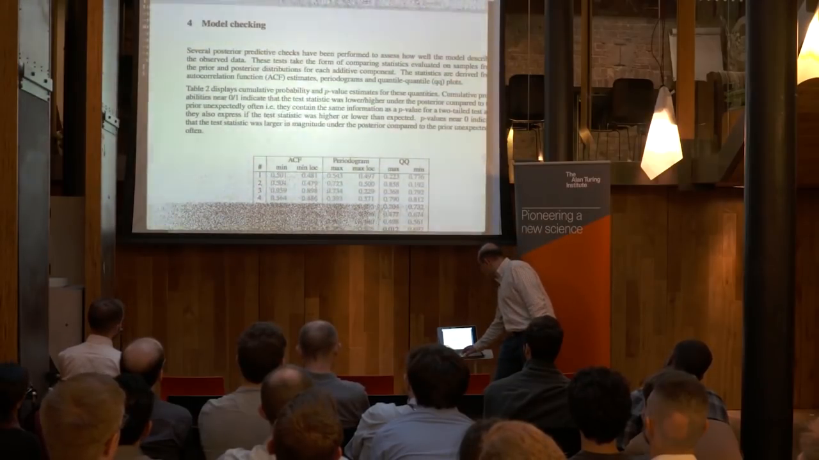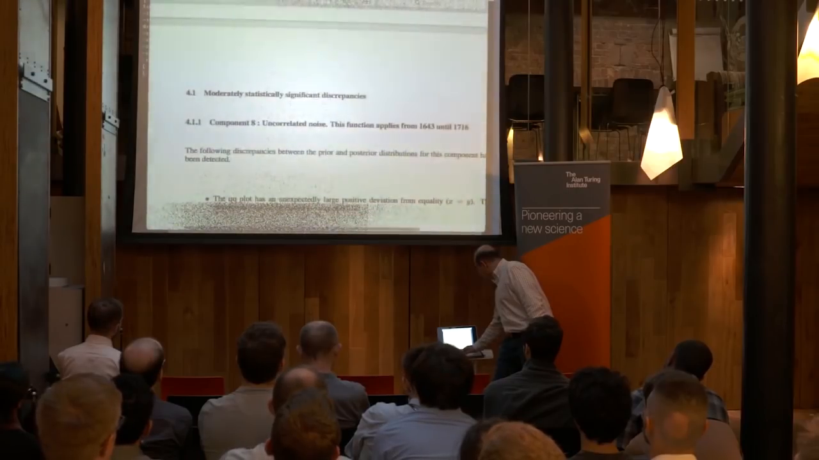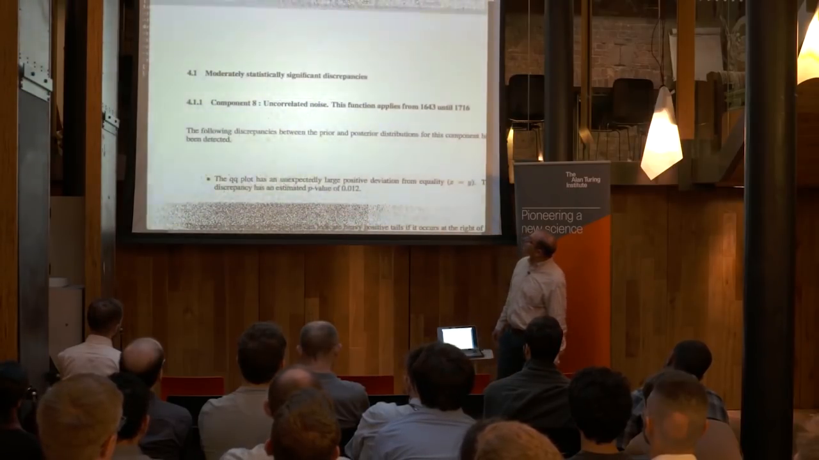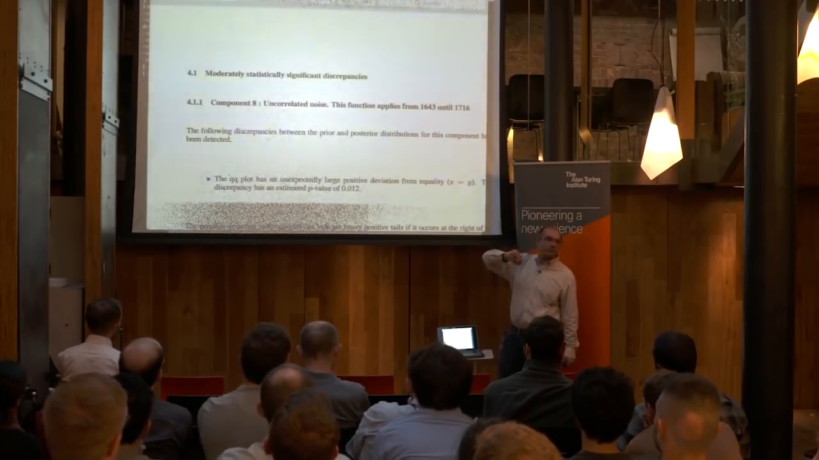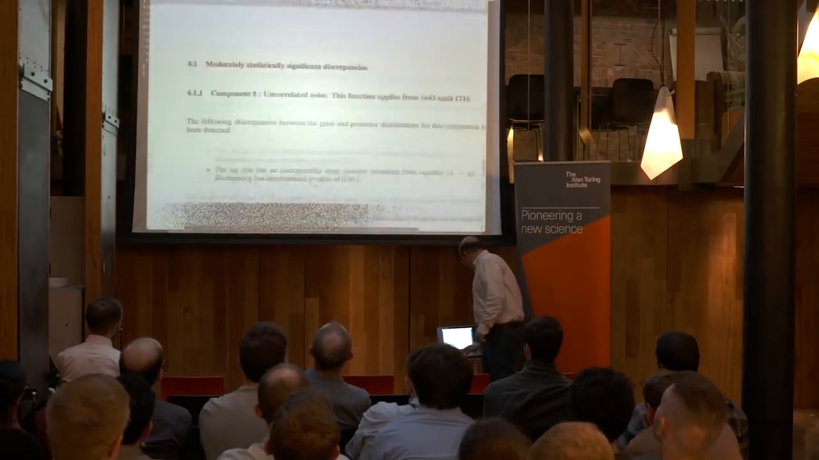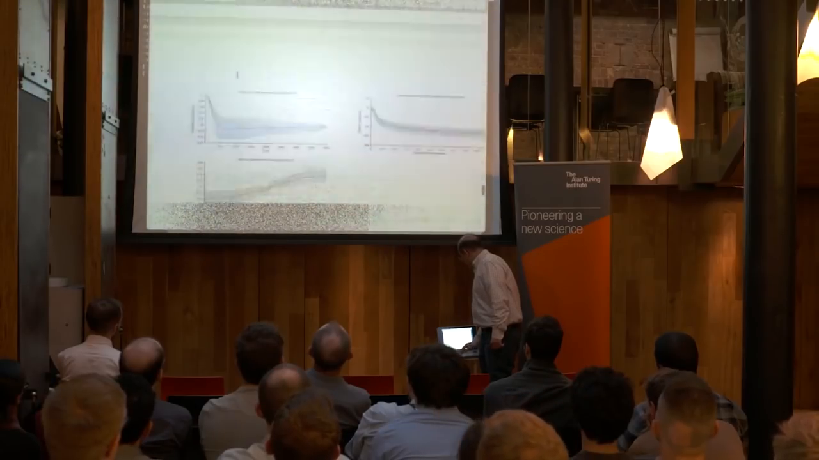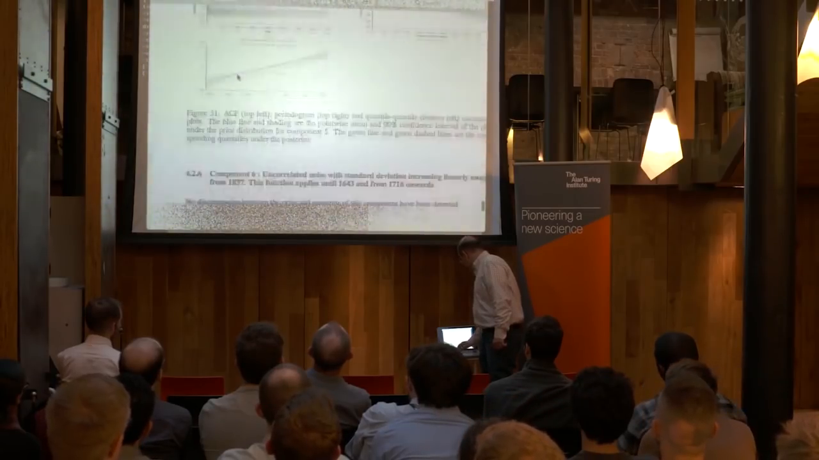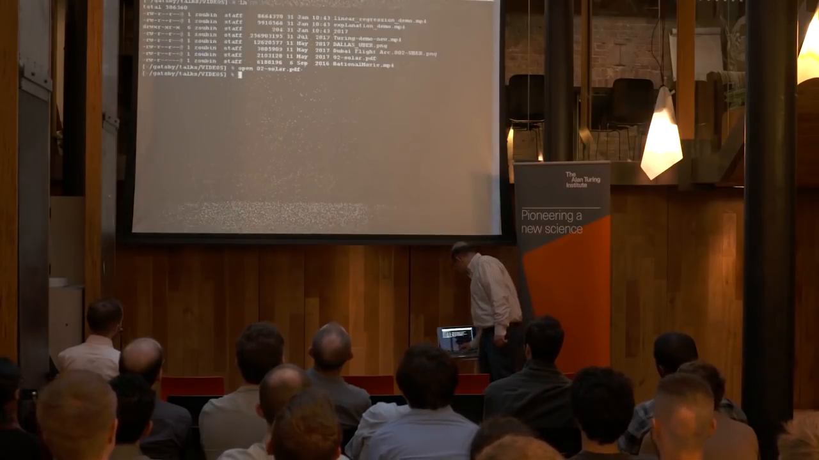So the thing that it found is moderately statistically significant discrepancies in component 8. So that's nice. I like it when my algorithm can be self-critical. Okay. So that's it.